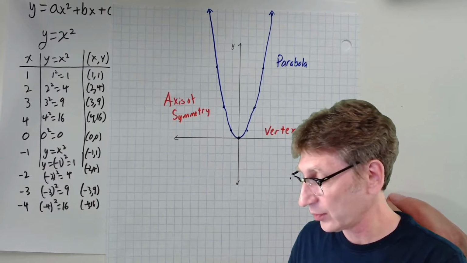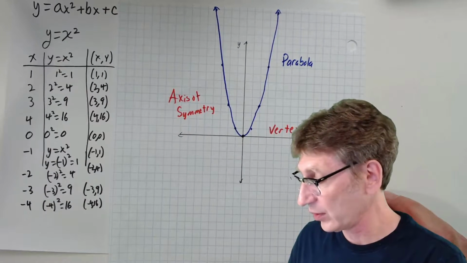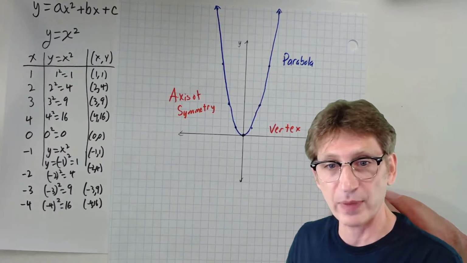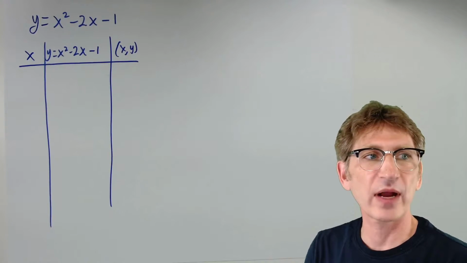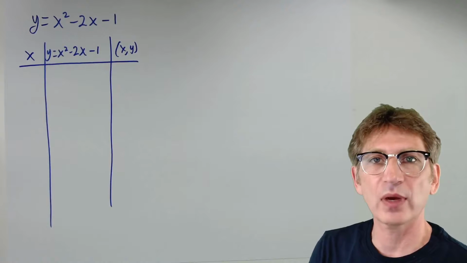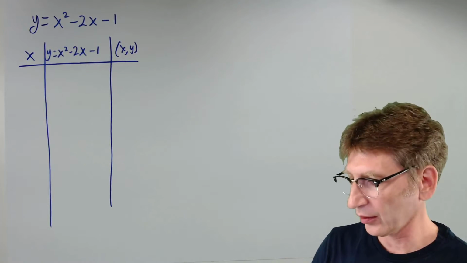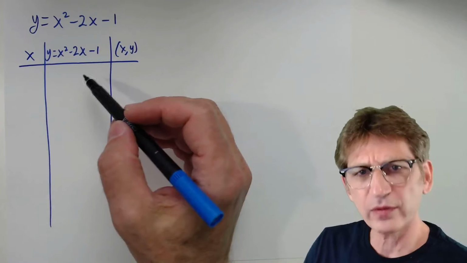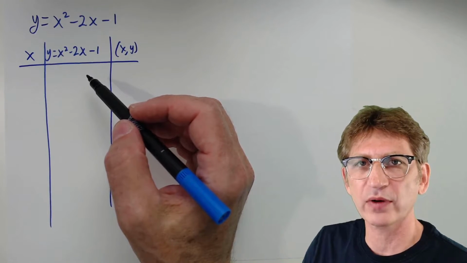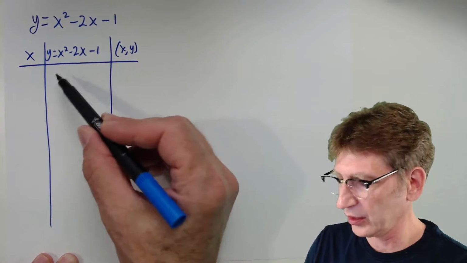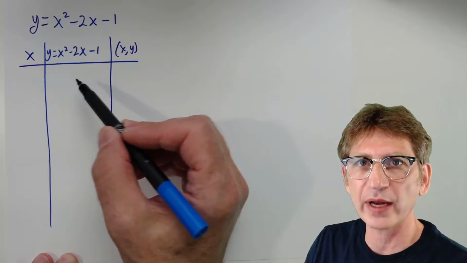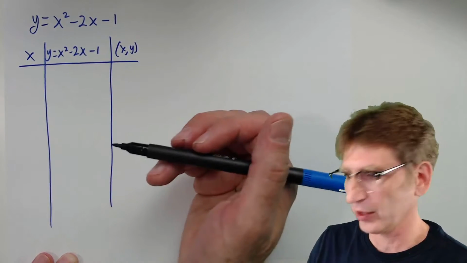We'll take a look at a couple other functions to see how we might have some modifications to the parent graph. Here's another quadratic function we can take a look at graphing. y equals x squared minus 2x minus 1. And I already set up a table. A table of values is a nice way to keep track of our work. I find it handy so if I make an error with a calculation, I can easily go back and see where it happened, and it just keeps track of the arithmetic.